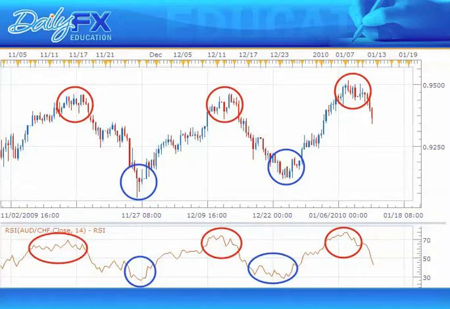In the case of each selling opportunity on the chart, the RSI had been above 70 and then closed below it. In the case of each buying opportunity, the RSI was below 30 and then closed above it. This chart presents some compelling data for using RSI in a range trading scenario.